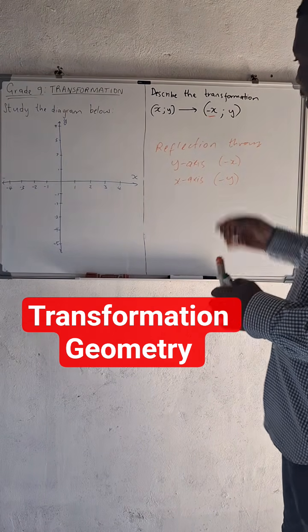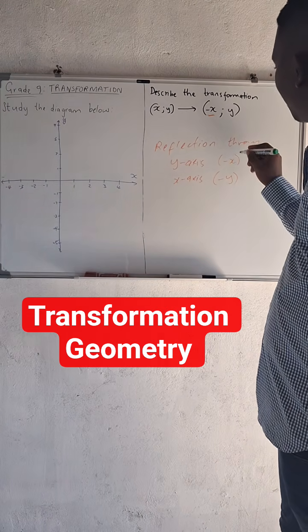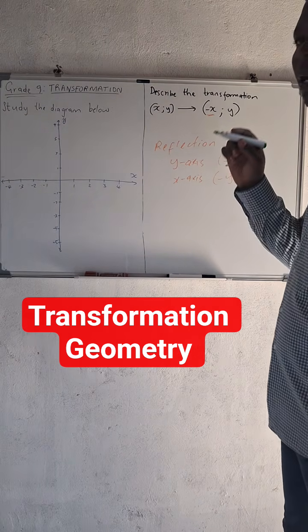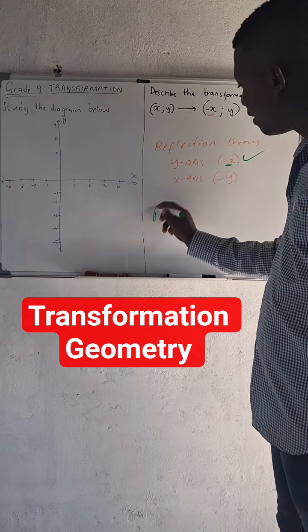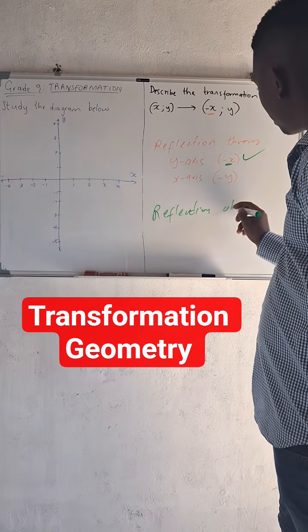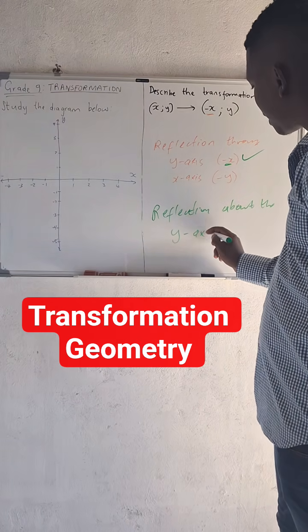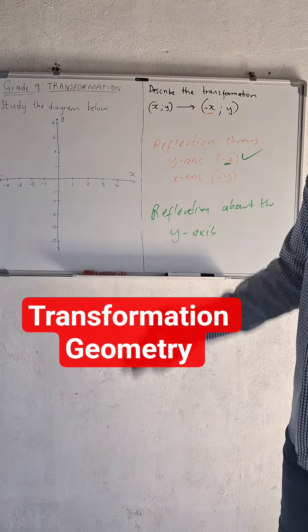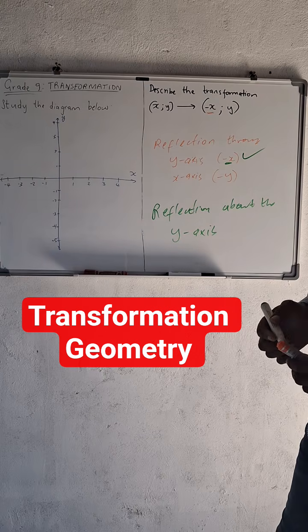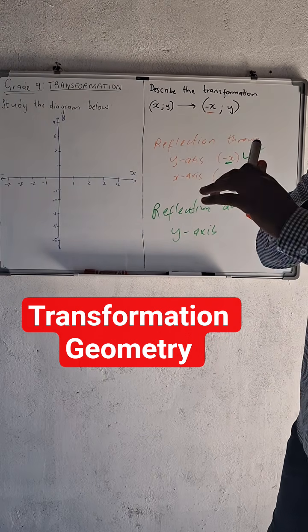So in this question, you can tell this is a reflection about the y-axis, because the value of x changes. When you reflect through the y-axis, the sign of x changes. When you reflect through the x-axis, the sign of y changes. If you find it negative, you make it positive. When you find it positive, you make it negative. It is as simple as that.